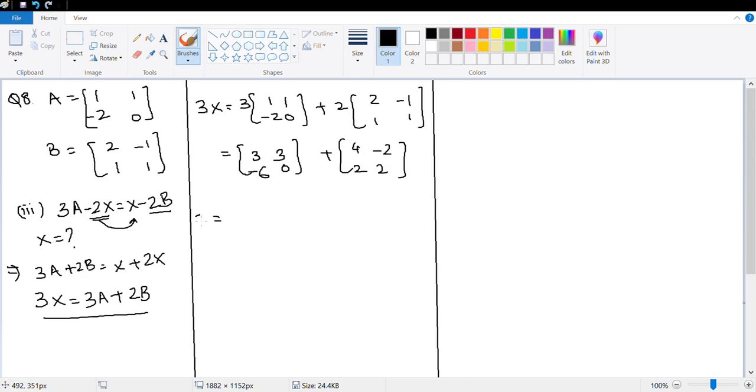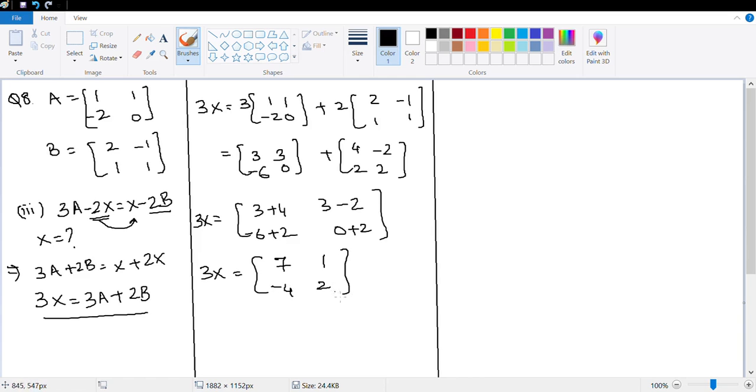Now I add, so this is equal to 3x. So 3 plus 4 and 3 minus 2, this is negative 6 plus 2, and this is 0 plus 2. So 3x will be equal to 7, negative 4, 1, and 2. Let me check. Yes, 7, negative 4, 1, and 2.